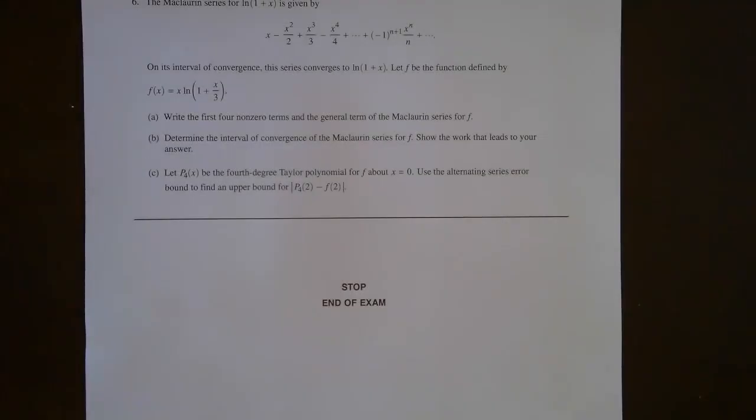Okay, so let p sub 4 of x be the fourth degree Taylor polynomial of f about x equals 0. Use the alternating series error bound to find an upper bound for p sub 4 of 2 minus f of 2, okay? So this would be putting 2 in, right? Okay, so because it's an alternating series, we can go to the next term that we have, and putting 2 in for x, we know it's going to have to be less than or equal to that, okay? So let's go ahead and go to that on our paper.